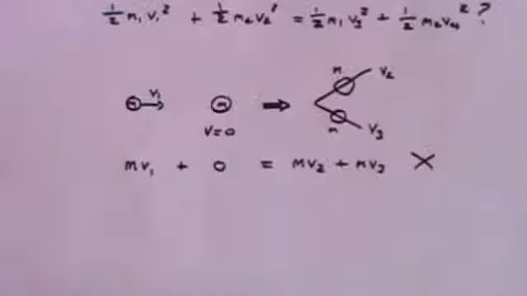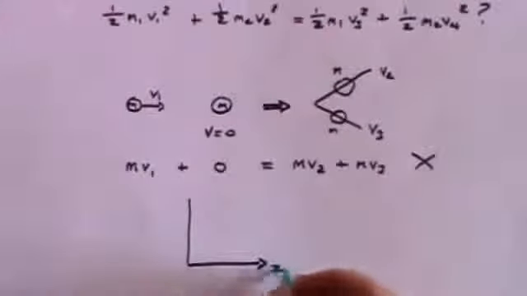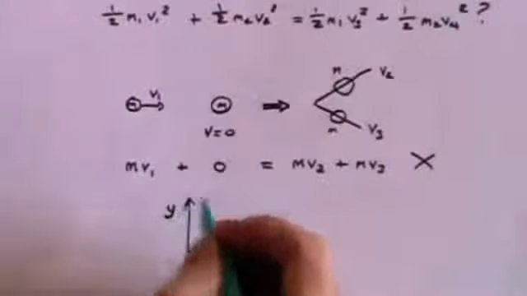That is not the way you do it. And the reason is that momentum is a vector, and therefore you have to recognize that momentum is conserved in the dimensions in which it operates. In this case, we're talking about two dimensions. We're talking about an x dimension and a y dimension.